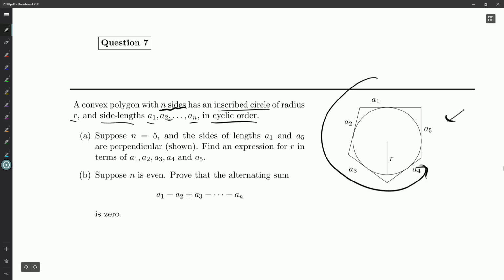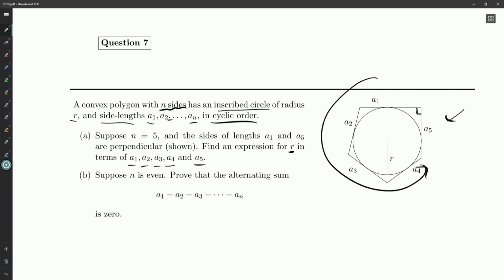Okay, so we've got two parts here. Part A: suppose n is equal to 5, so exactly the case they're showing. Nice handy diagram there. And the sides of lengths A1 and A5 are perpendicular as shown. It would have been nice to put a little right angle there, but that's okay. Find an expression for r in terms of A1, A2, A3, A4, and A5. So find the inradius, as this tends to be called, this little r, the radius of the inscribed circle.